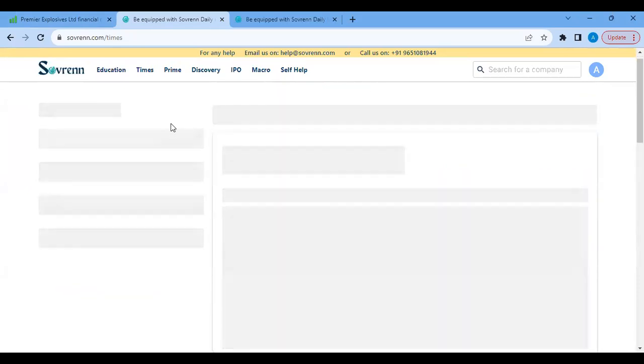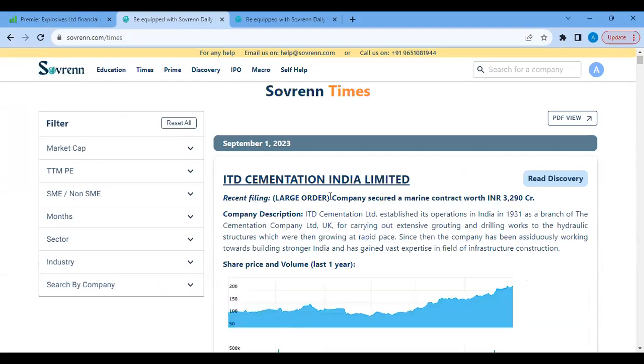So, sir, do we need to daily check BSE NSE sites for information? You have to read Sovrenn Times daily. See, BSE NSE will have a lot of information, so what all will you read? We read information every day. So you have to read Sovrenn Times every day. You don't have to go to BSE NSE every day.